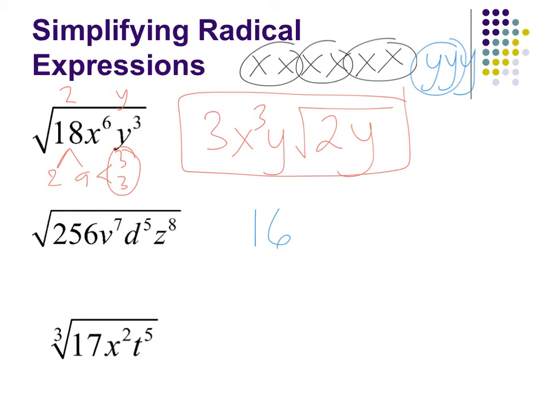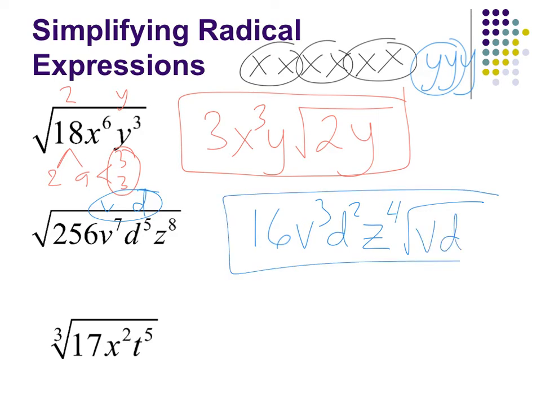I've got v to the 7th. How many pairs of v's? I'm not going to write it out like this every time. That's going to take too long, and time is money. That ain't funny. Well, I've got 3 pairs of v's because 2, 4, 6. So that's 3 pairs, and then there's going to be a v left over. D to the 5th. I've got 2 pairs of d's and 1 d left over. And then for z, I've got, well, 4 pairs of z's. So that comes out, nothing left over. So what I'm left with now is the square root of v times d. Bada boom, bada bang.